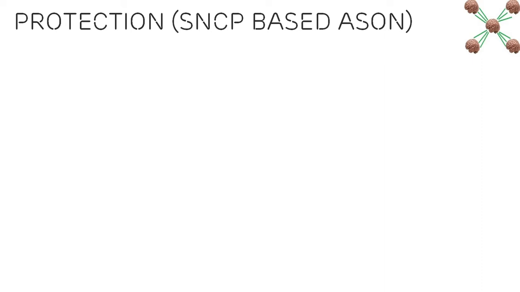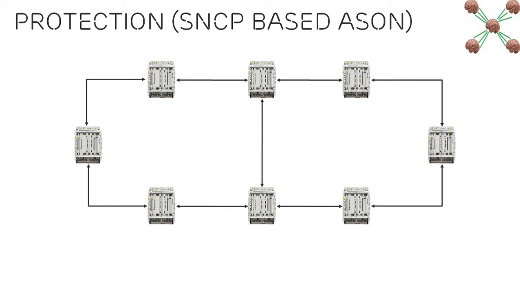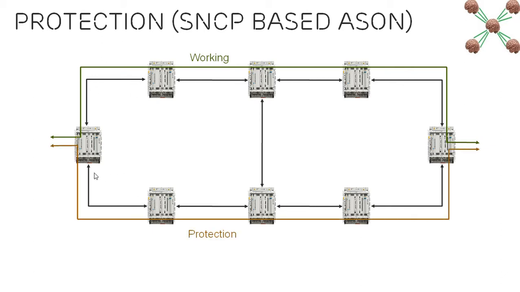Now we should see the automatic protection. The previous protection that we saw was, you can say, a static protection. If you have put the automatic switched optical network in your system, then your system will try to protect the network as much as possible. So for example, if this is your network, these are the optical fibers connected, and you have ASON enabled on your network. Say you put a service working from the upper side, and a protection from the lower side.